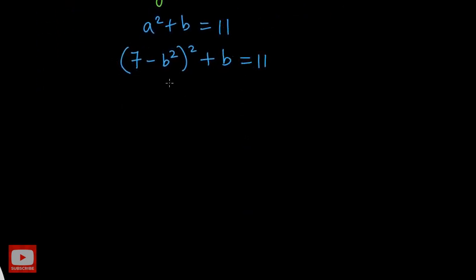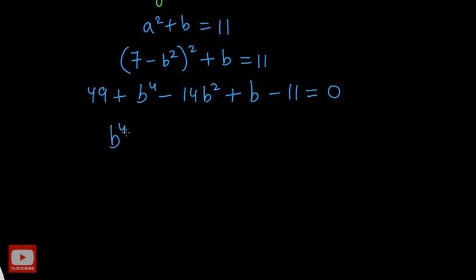Let's see if we can solve this equation. Expand this using the (a minus b) whole square formula. a square is 49, plus b square the whole square, which is b power 4, minus 2ab, which will be 2 times 7, which is 14, times b square, plus b, and we will bring this minus 11 to the left side so that it will become minus 11 equal to 0. Let's write this equation in the decreasing order of the degree. So b power 4 minus 14b square plus b, and 49 minus 11 will be 38, equal to 0.